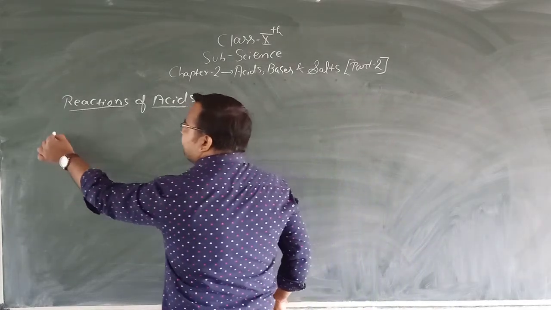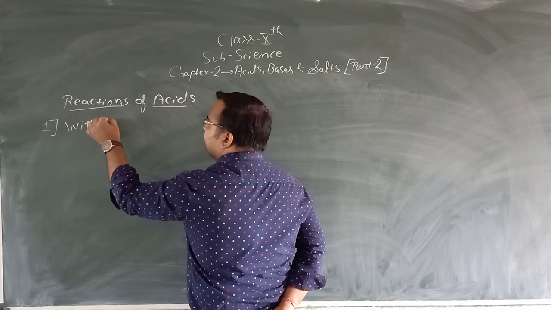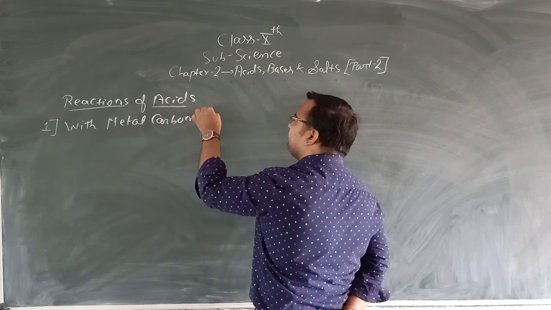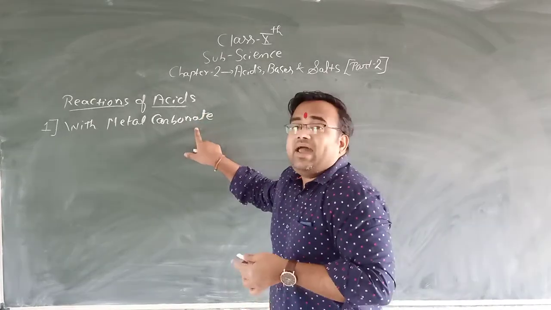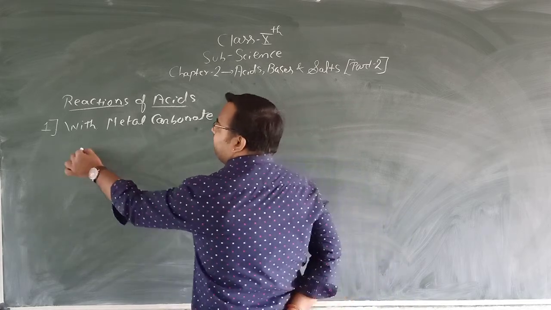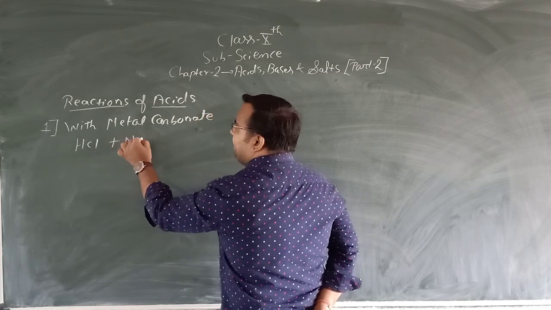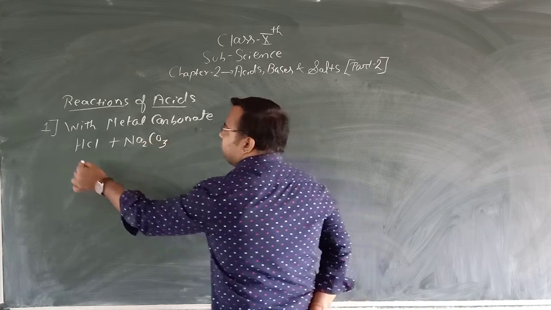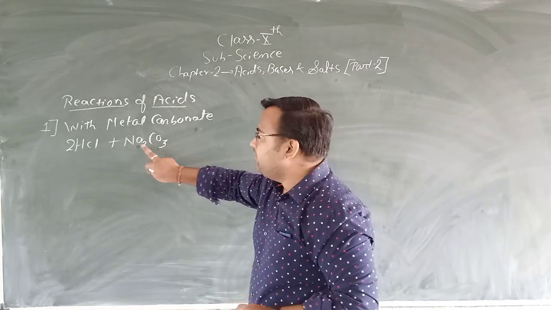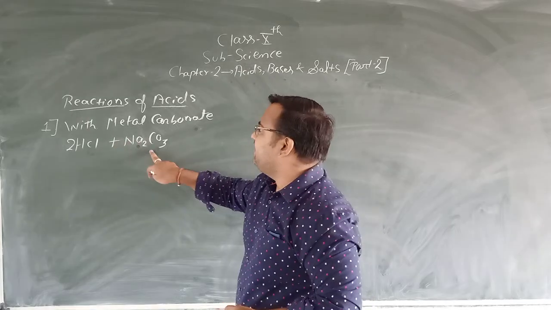Now, acid reaction with metal carbonate. How acid reacts with metal carbonate we'll see by the reaction. For example, we have acids like hydrochloric acid plus metal carbonate. For example, we will take Na2CO3. Na is a metal, carbonate is CO3. So it is 2HCl plus Na2CO3. It is hydrochloric acid and it is a metal carbonate.